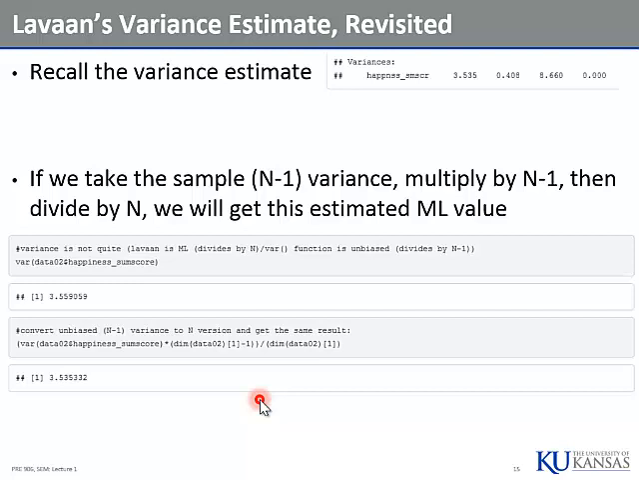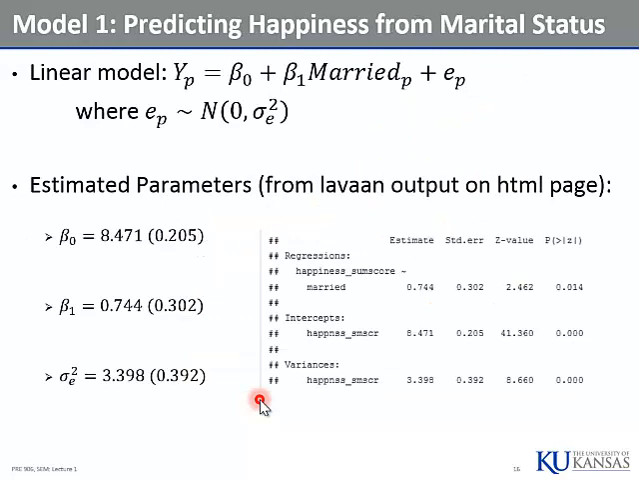You can always multiply it by what it was and divide by what you want it to be. So we could take the thing that comes out of R, multiply it by n minus 1, and then divide by n, and we get the biased version. Everything's biased, right? There's always a bias. Anyway, there it is. All right, so that's great.